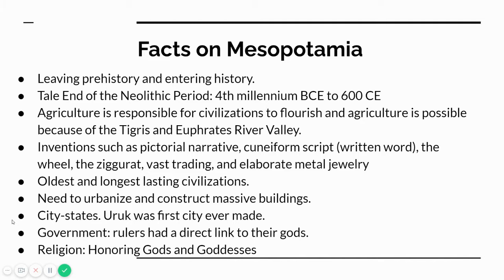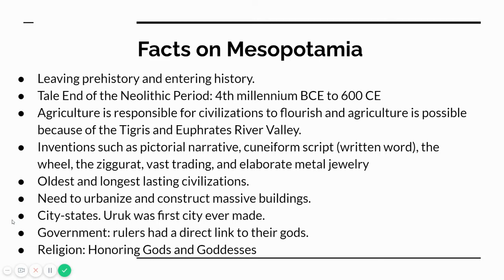So we're going to start to see urbanization and the construction of massive buildings. You're going to see the development of city-states, and we're going to be able to look at Uruk, which was the first city ever made. And when I say city, I definitely mean it in the truest sense, that it is an organized, named civilization of people that belong to this area. And I also mean it in an urban sense, that development happened in order to sustain the lives of masses of people.